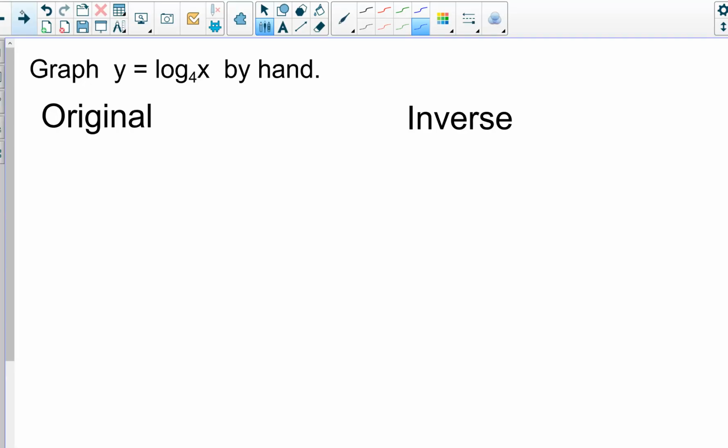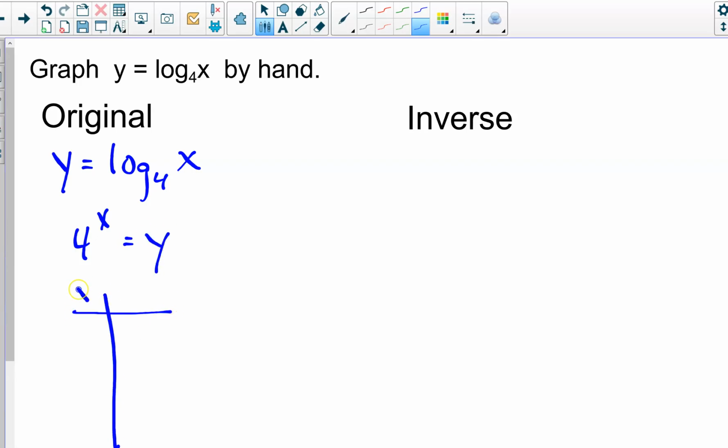Okay, graph this by hand. So the original one, y equals log base 4 of x, that's the same as 4 to the y equals x. And this way I'm able to actually plug some numbers in. So if x, I'm going to go with x because that's my input. If x was 0, 4 to the 0 is 1. If x was 1, 4 to the 1 is 4. I could even go -1. So 4 to the -1 is 1 over 4 to the 1, or 1/4.